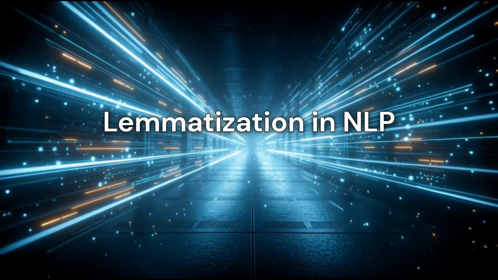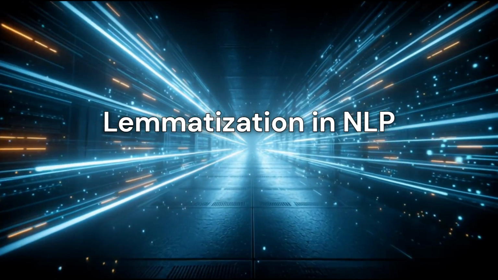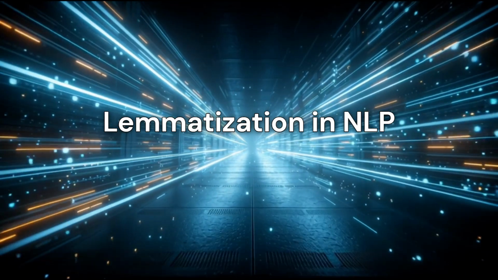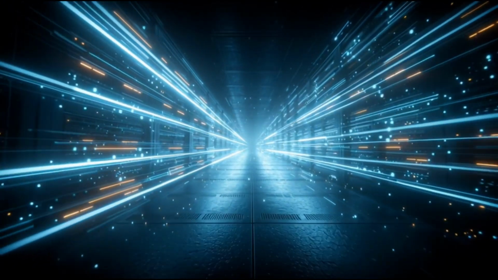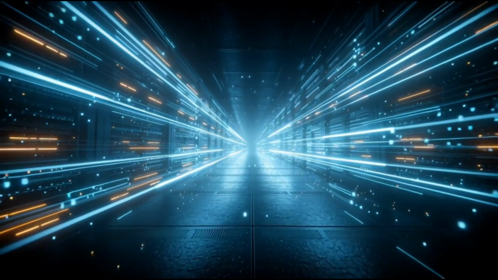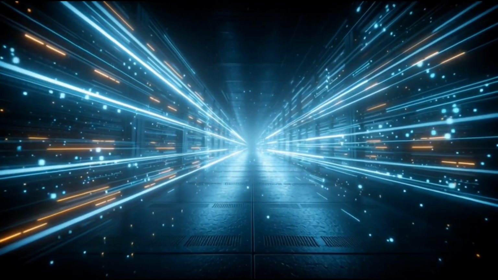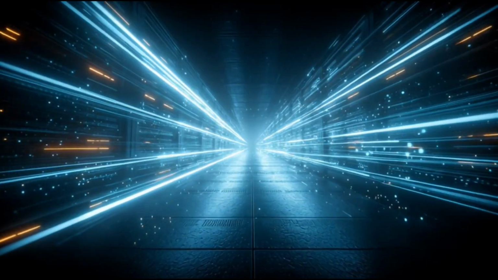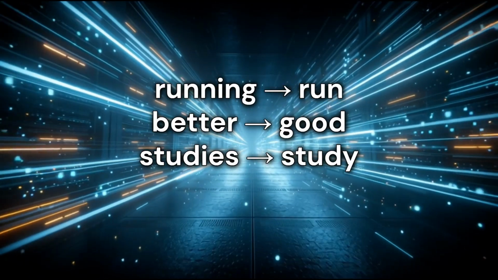In today's video, we are going to learn about another very important NLP pre-processing technique called lemmatization. In the previous video, we learned about stemming, where we reduced a word to its stem. But stemming can sometimes give us a word that is not a proper English word. Lemmatization is a little different. It tries to convert a word into its meaningful form. For example, running to run, better to good, studies to study.